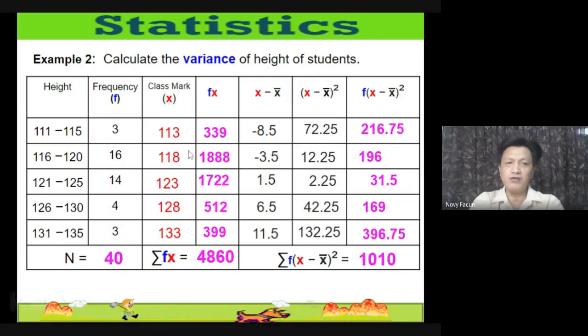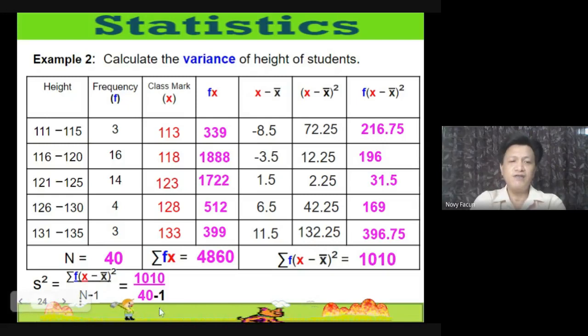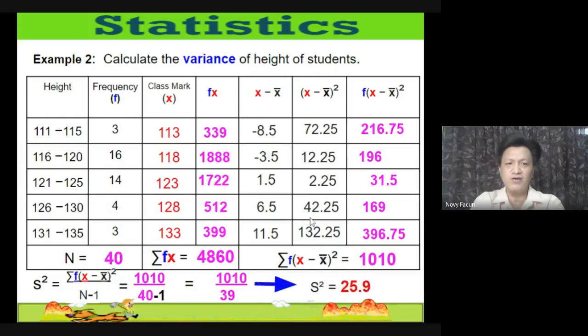Okay, kapag nakompleto na natin sa table, to find the variance, diba, using the formula, kailangan lang natin dyan yung summation of this, 1,010 divided by 40 minus 1. Okay, before you divide, kailangan i-simplify natin yung nasa denominator. That will become 1,010 divided by 39. So meaning to say, ang variance ngayon natin ay 25.9. Okay, so ganun lang kung paano mag-compute ng variance for the group data.